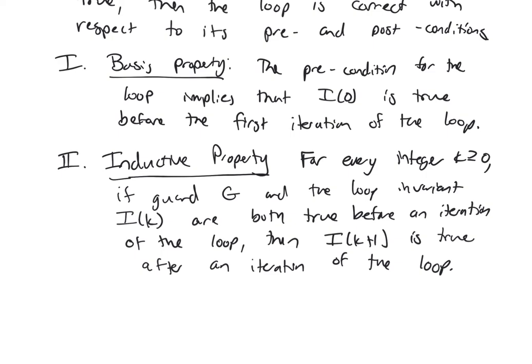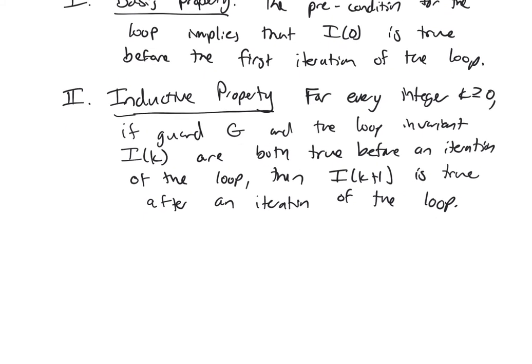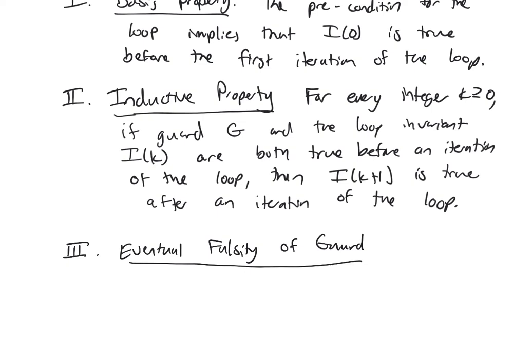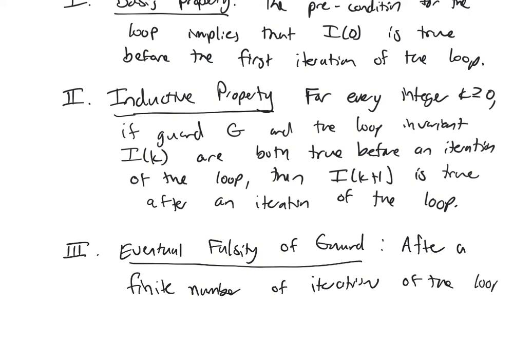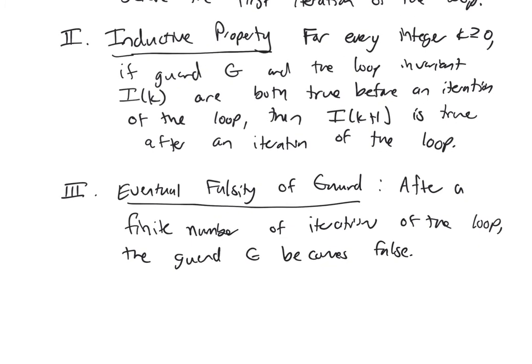And then the other two properties come from the fact that you're talking about a program. So the third property is called the eventual falsity of the guard. So eventually your loop has to terminate, essentially. So after a finite number of iterations of the loop, the guard G has to become false. So eventually you stop doing the loop because the guard becomes false, so you can't enter the loop again.